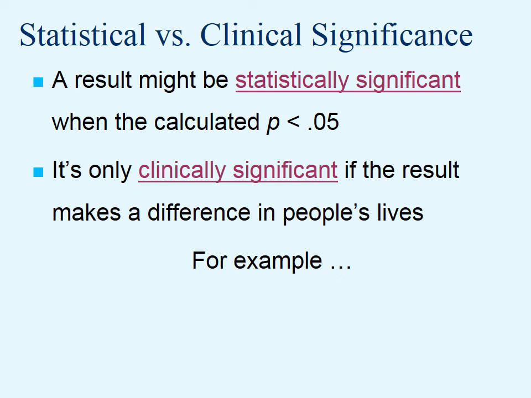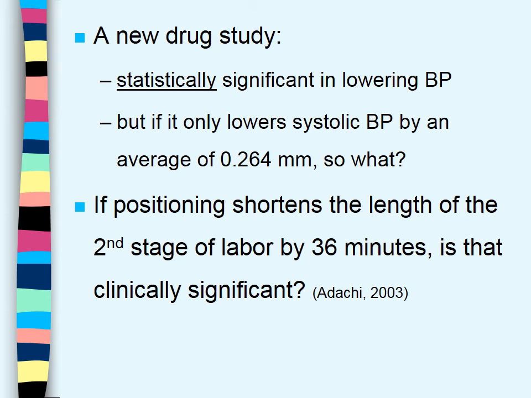Hint. Now, there's actually a difference between statistical and clinical significance. A result might be statistically significant when it's calculated p less than 0.05, but it's only clinically significant if these results can make a difference in people's lives. For example, a new drug study is statistically significant in lowering blood pressure, but if it only lowers systolic blood pressure by an average of 0.264 millimeters of mercury, so what? Really? I mean, how is that going to affect someone's life?